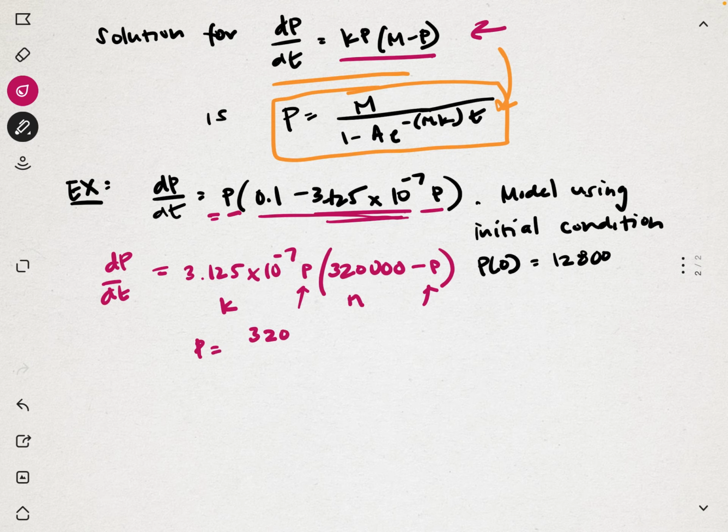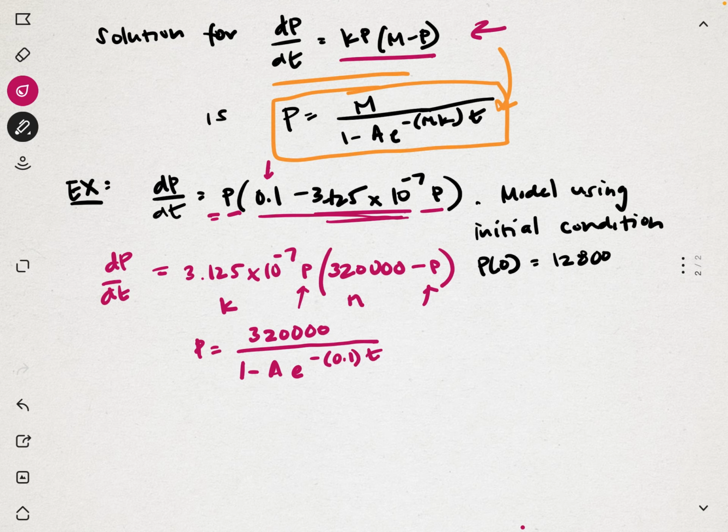320,000 over 1 minus, and we don't know what our a is, e to the negative. Remember when we multiply M by k, M times k is 0.1, or you can also do it out if you want to. So it's 0.1 times our t.